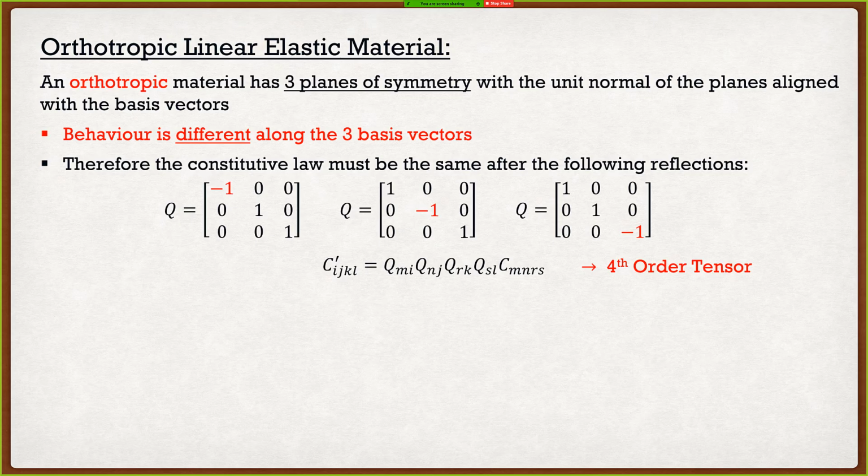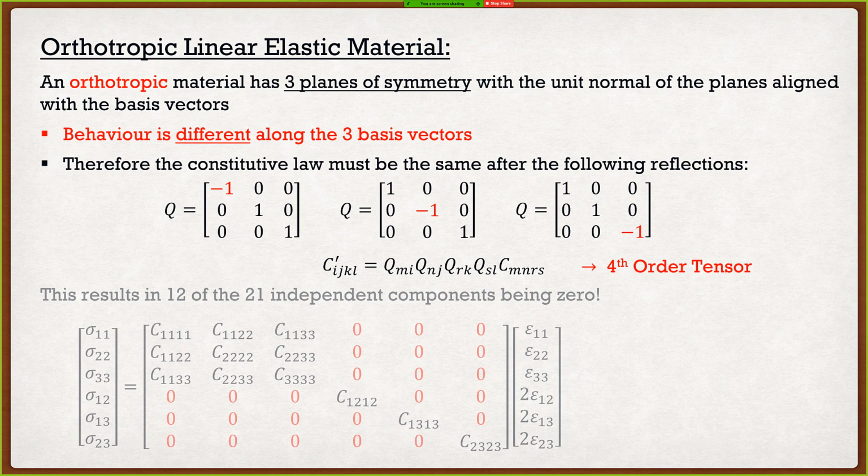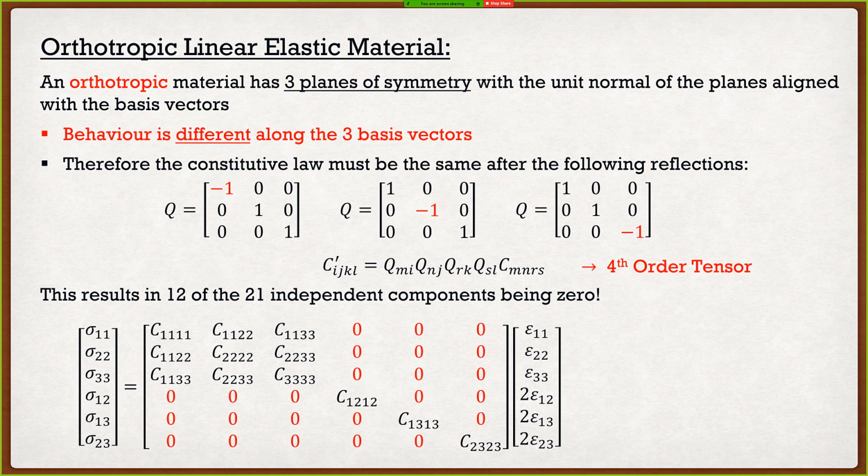All right, so again, in this class, thumbs up, we don't need to know derivations. So what I'm going to do is show you what exactly this results in. From this equation here, we can relate C prime to C. And from there, we can actually start canceling out a lot of components. More specifically, for an orthotropic material, this results in 12 of those 21 components being equal to 0. So we see that we've now really simplified our stiffness matrix.